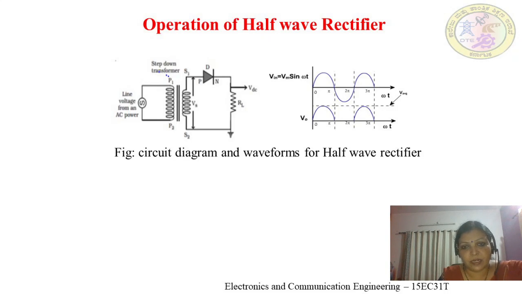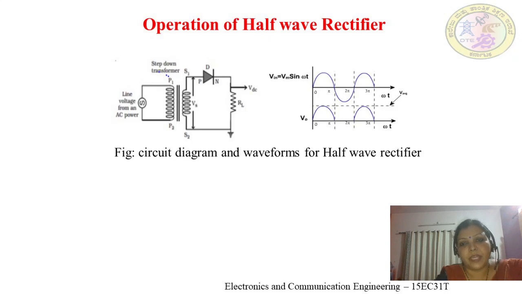Even if it conducts at all, that is due to the minority charge carriers present in the diode, and that too only in microamperes, which is negligible. Hence it is considered almost an open circuit. So during the negative half cycle of an AC input, the PN junction is acting as an open switch. When the PN junction diode is acting as an open switch, this negative half cycle is not coupled to the load.